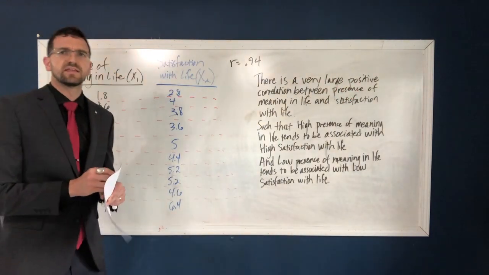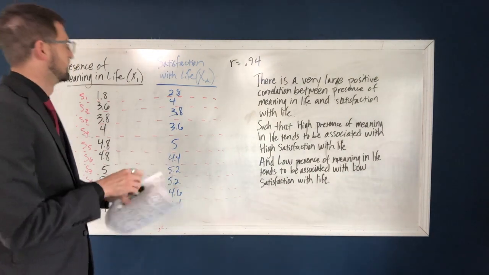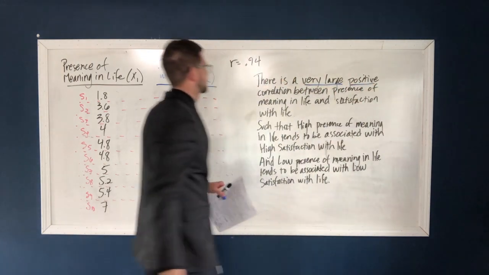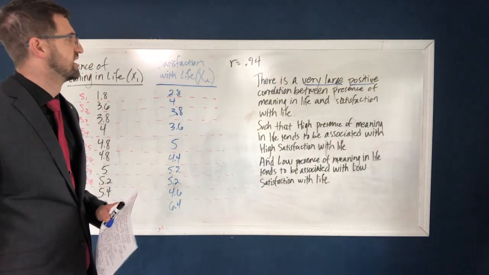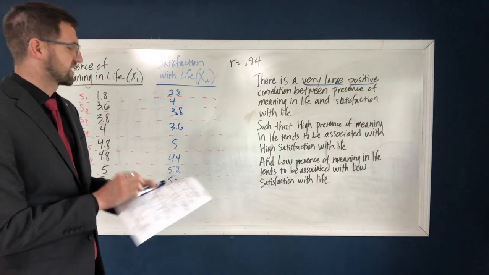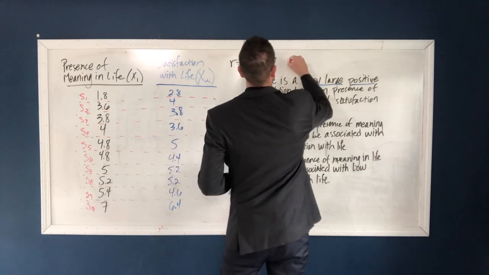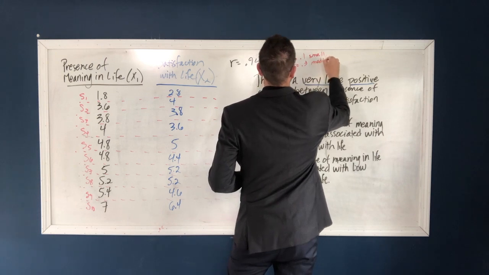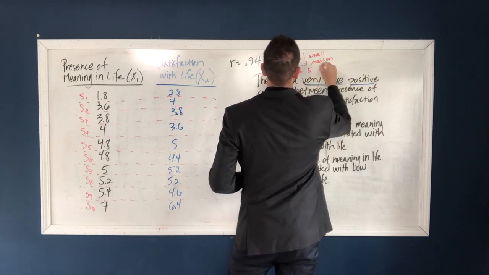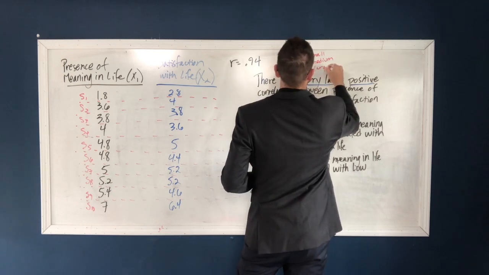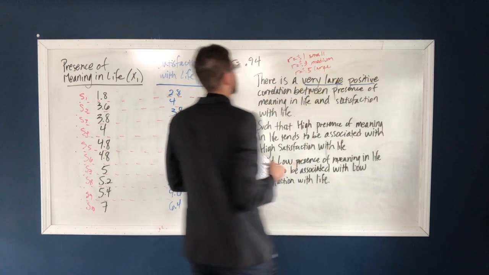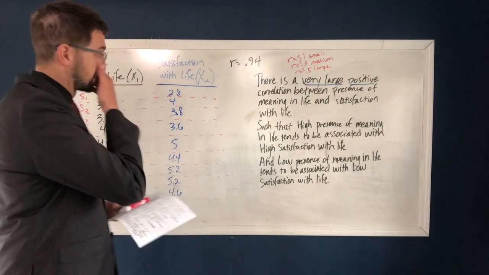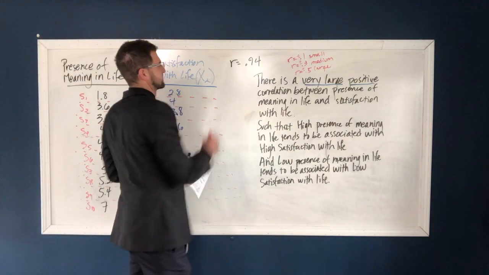Okay, so here is the interpretation of this correlation. There is a very large positive correlation between presence of meaning in life and satisfaction with life. So again, how do we get very large? Well, r equals 0.1 is small, r equals 0.3 is a medium correlation, r equals 0.5 is a large correlation. And again, these are plus or minus. And it's a positive correlation, not negative. If it was negative, there'd be a negative sign.